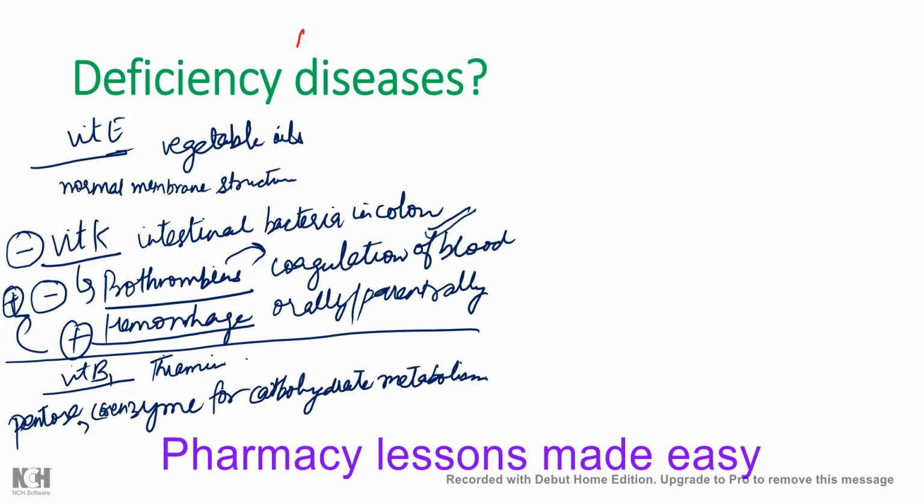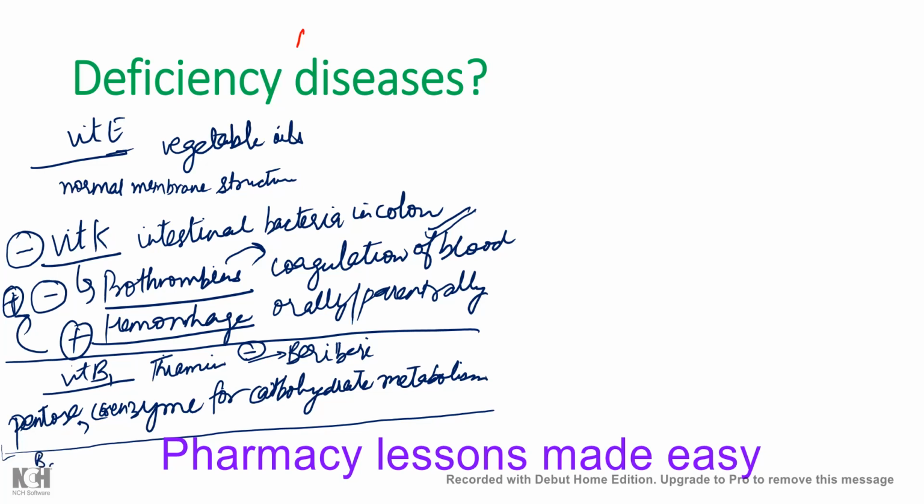But if thiamine is deficient, then it may lead to the disease called beriberi. Okay, its deficiency is characterized by anorexia, that means loss of food intake, you'll not get hungry, weakness, then bradycardia, with death usually caused by heart failure. So that is the major drawback with vitamin B1.